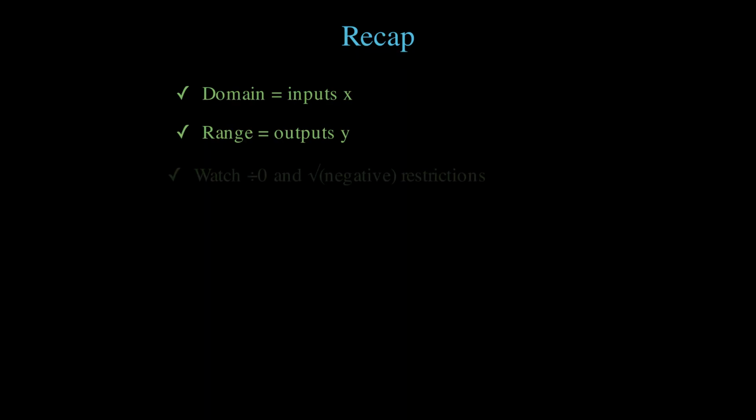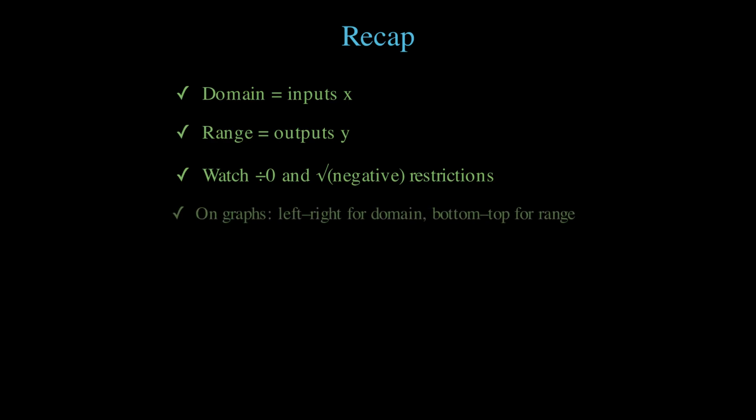Recap: first, domain describes legal inputs, x; range describes possible outputs, y. Second, rational functions exclude x values that make denominators 0. Third, square roots force the inside expression to be non-negative, and that can create both domain and range bounds. Fourth, on multiple choice, double check you did not swap domain and range at the last second.